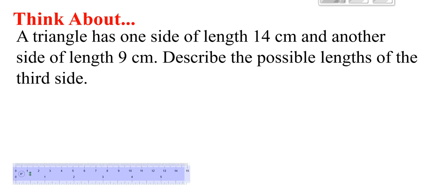Another inequality we want to think about is comparing side lengths of triangles and possible side lengths. So we think of a triangle that has a side length of 14 centimeters, and we also have a side length of, let's say, 9 centimeters.